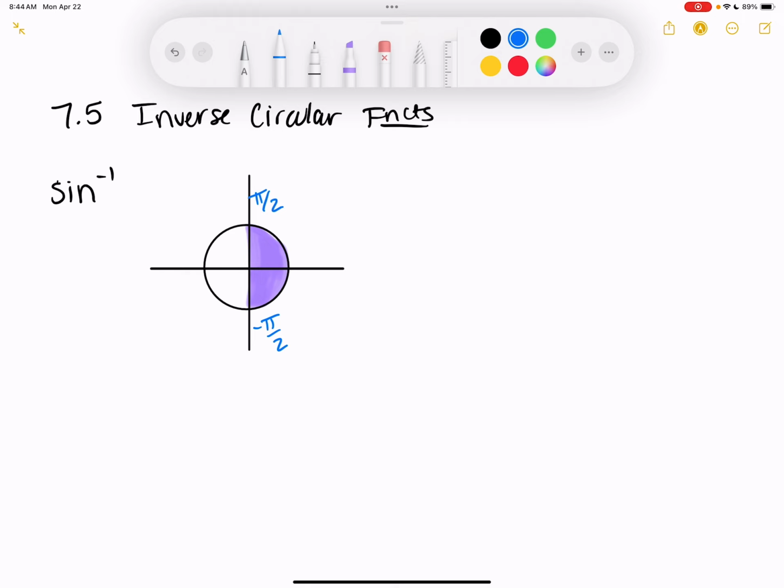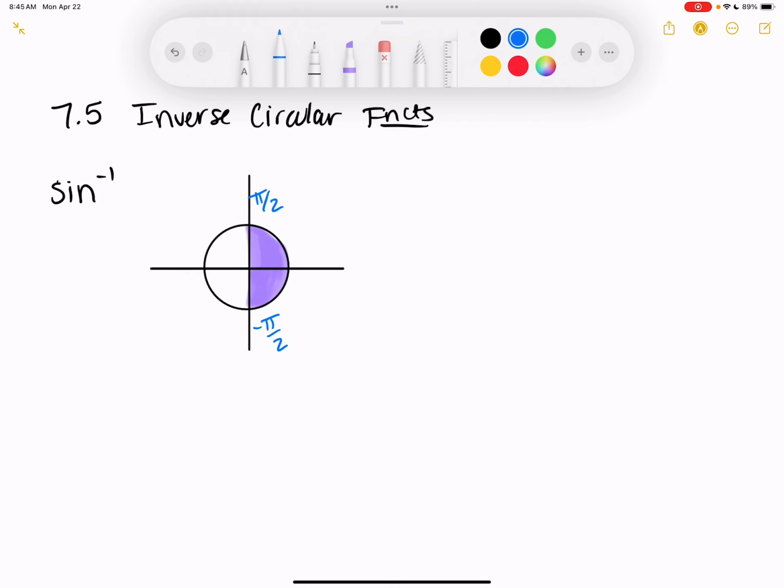So normally these angle values down here are 3 pi over 2, 5 pi over 3, 7 pi over 4, 11 pi over 6, all the way up to 2 pi. But now it's just like a mirror of the top. It's negative pi over 6, negative pi over 4, negative pi over 3, and negative pi over 2. So that's going to be the big difference of what you have to get your mind wrapped around.